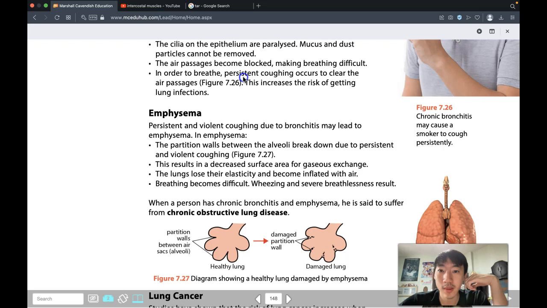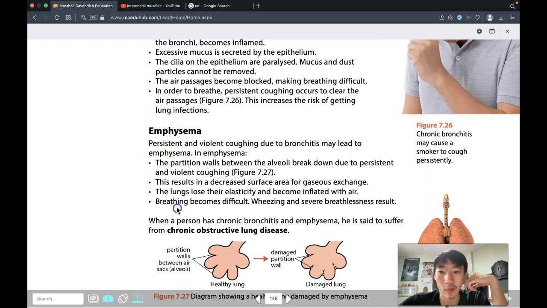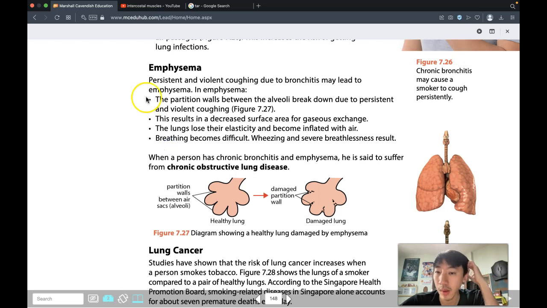Okay, so this disease over here, chronic bronchitis, can lead to another disease called emphysema, because persistent and violent coughing due to bronchitis can lead to emphysema. In emphysema, the partition walls between the alveoli break down due to persistent and violent coughing. So you can see here, this is a healthy lung. In a healthy lung, each of the alveoli have their own space. Right? So this is 1 alveoli, 2 alveoli, 3 alveoli, 5 alveoli here.